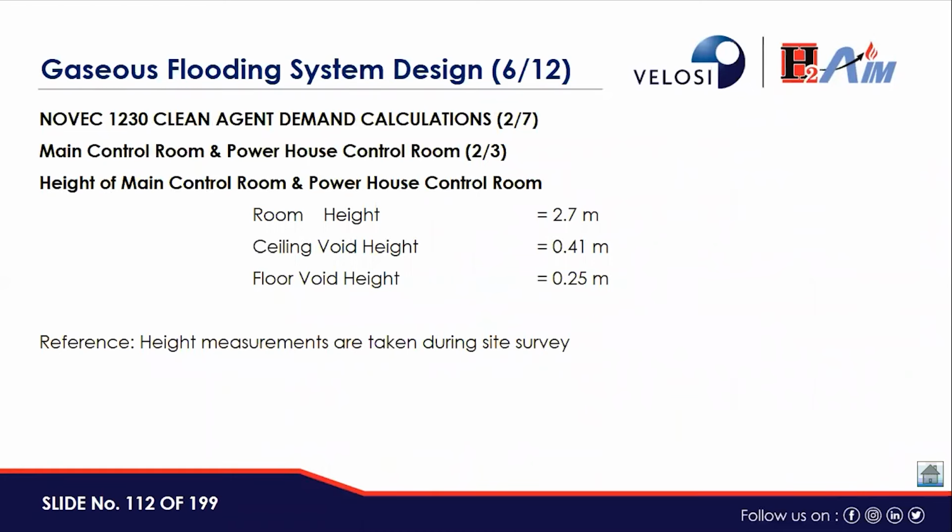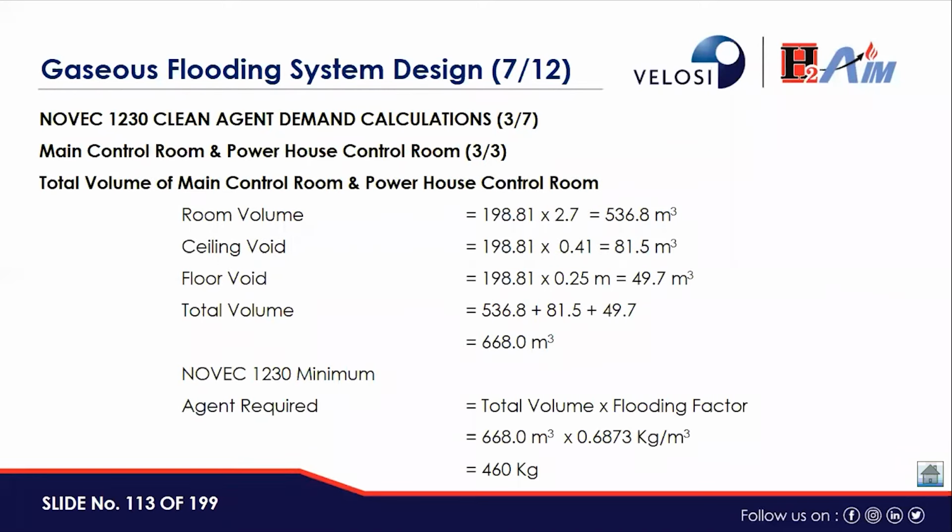Ceiling void height between the ceiling and the roof was 0.41 meter, and floor void height was 0.25 meters. These height measurements are taken during the site survey. So we calculated the room volume, ceiling void, and floor void, and the total volume by adding the room volume plus ceiling void plus floor void, which is equal to 668 cubic meters.